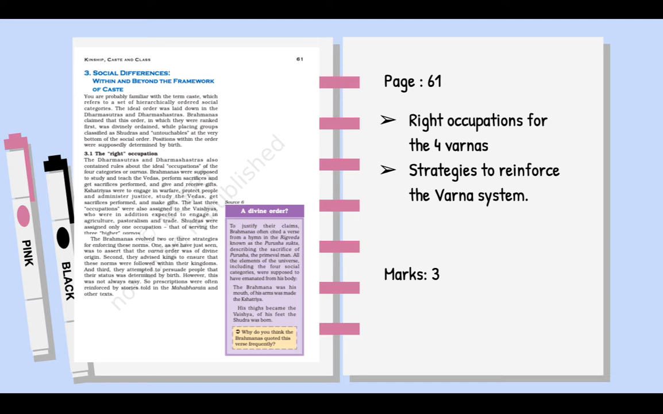Going to page 61, there are right occupations for the 4 Varnas. So according to the Purusha Sukta hymn, what are the 4 Varnas and what are their rights and what are the kind of jobs they can do? You can be asked a question on that. And there can be also a question on strategies to reinforce the Varna system. What were the strategies Brahmins were using to make sure that more and more people would follow the Varna system? So this could be for 3 marks.